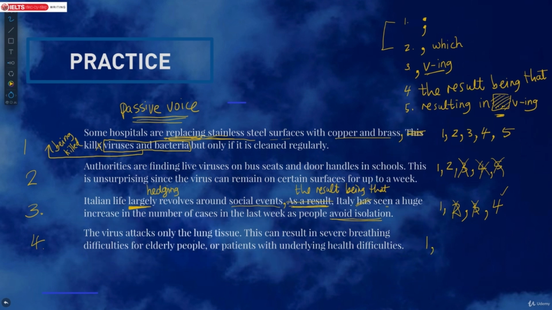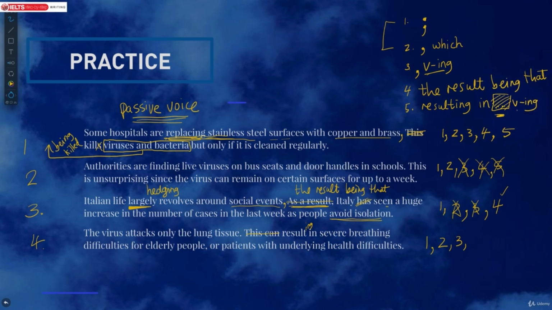Number 2, the virus attacks only the lung tissue, which can result in severe breathing difficulties. Yes. Okay, so number 2, just change this to which can, or which, basically. Okay. Number 2, fine. Number 3, ing. The virus attacks only the lung tissue, resulting in severe breathing difficulties.